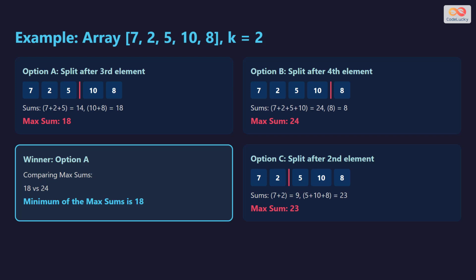Consider this example with the array 7, 2, 5, 10, 8, and k equals 2. If we split it after the third element, we get sums 14 and 18, so the max is 18. If we split it later, after the fourth element, we get sums 24 and 8, giving a max of 24. Since 18 is smaller than 24, the first split is better. Our goal is to find the split that results in the smallest possible maximum value.